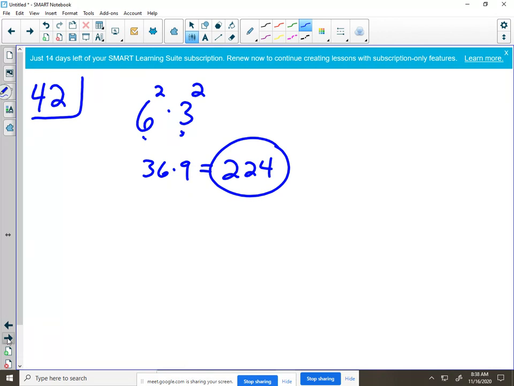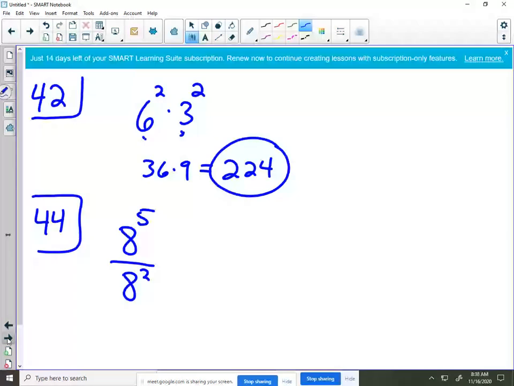All right, 44, go ahead. Daniel, nice and loud, sir. Remember, I'm old. 8 to the 5th power over 8 to the second power. All right, when we're doing division, what do we do with the exponents, Daniel? Subtract them, so you get 8 to the third. All right, 8 to the third.